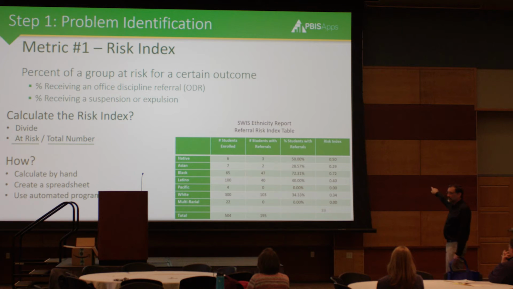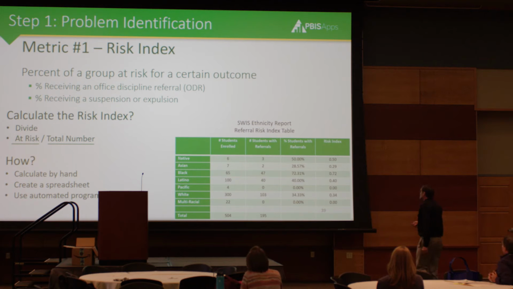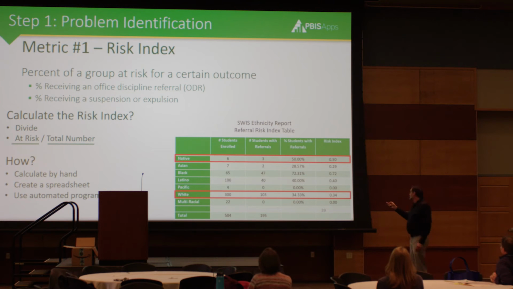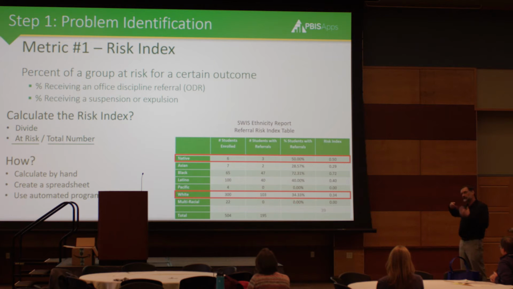This would be what a data table looks like, this is the Swiss data table. But look at this. You can see up here, we have 3 Native students that have a referral out of the 6. 3 divided by 6 is 50%. 103 white students have a referral compared to the 300 that are enrolled. So 34.3%, that's the risk index. We could look at these numbers all day long and put them in order and try to compare them.